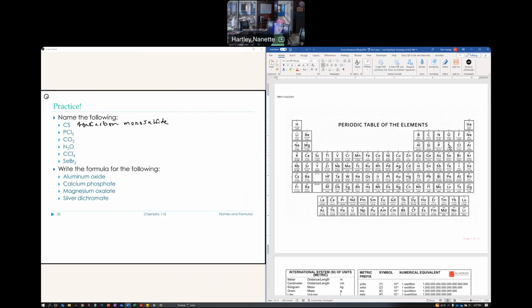Yes, second one's going to go sulfide. PCl5. P is phosphorus. Again, there's only one of them, so just put phosphorus. Again, I can put the mono in front, but it is not required. Then we have chlorine, becomes a chloride, and there are 5 of them. So 5 of them are going to be penta.